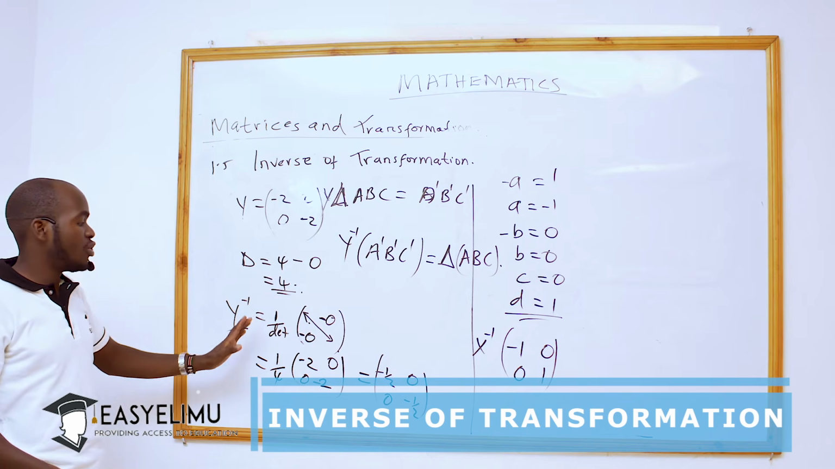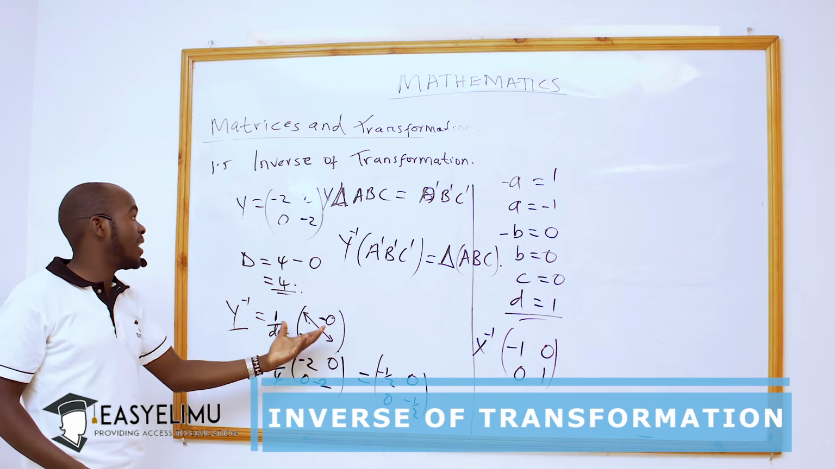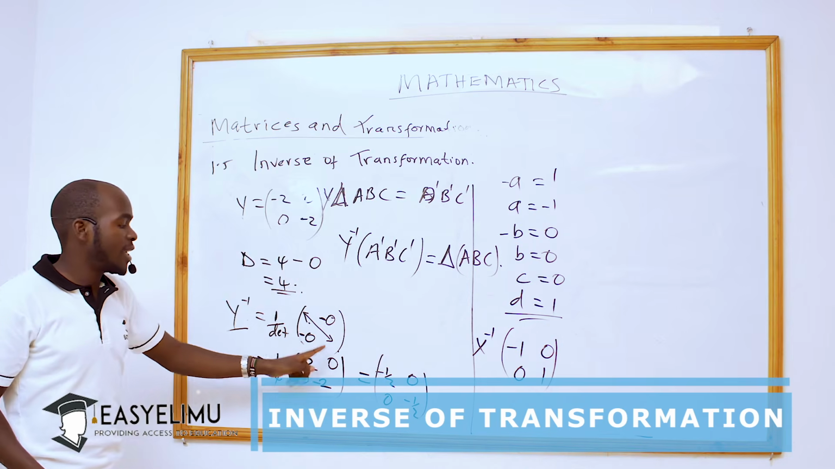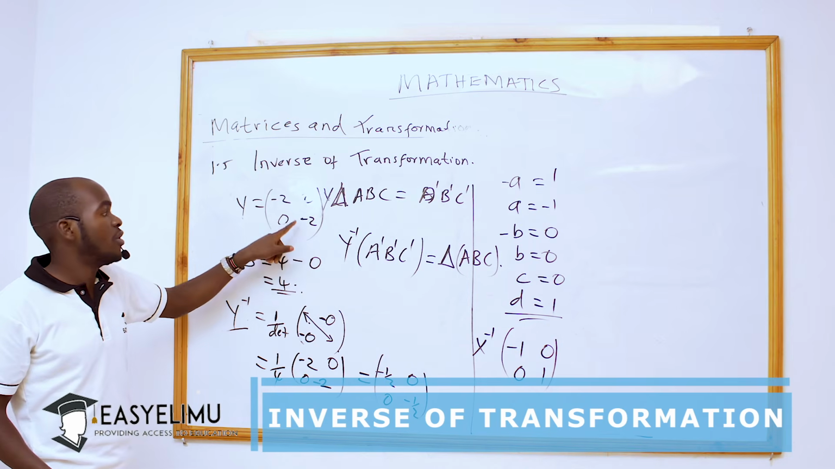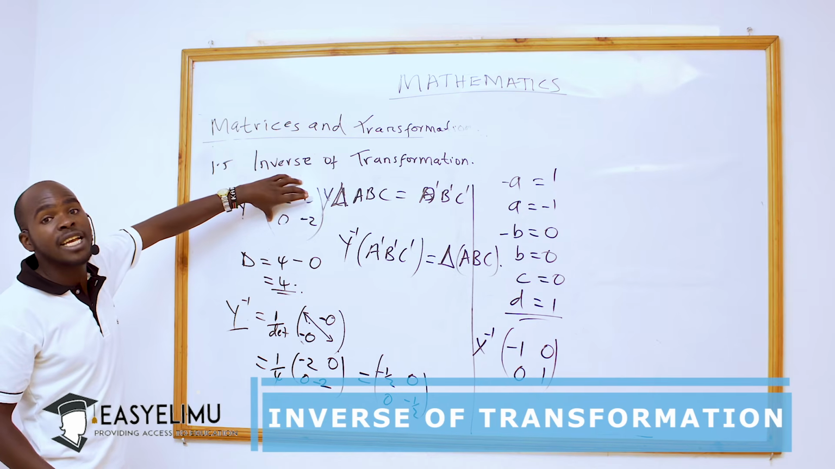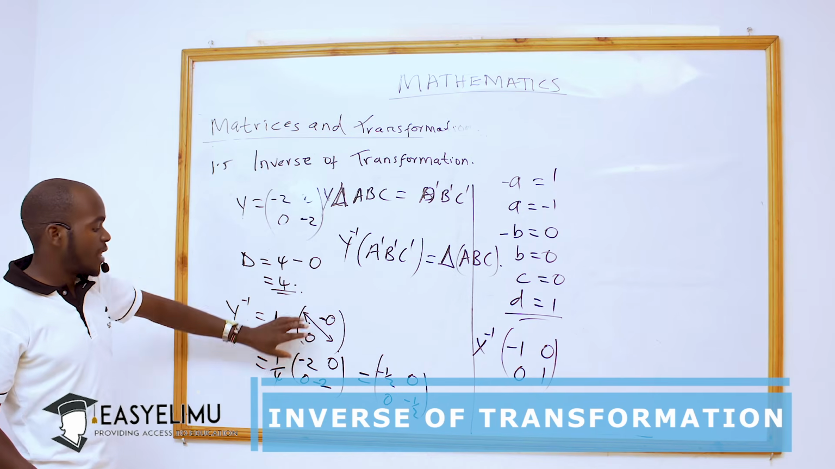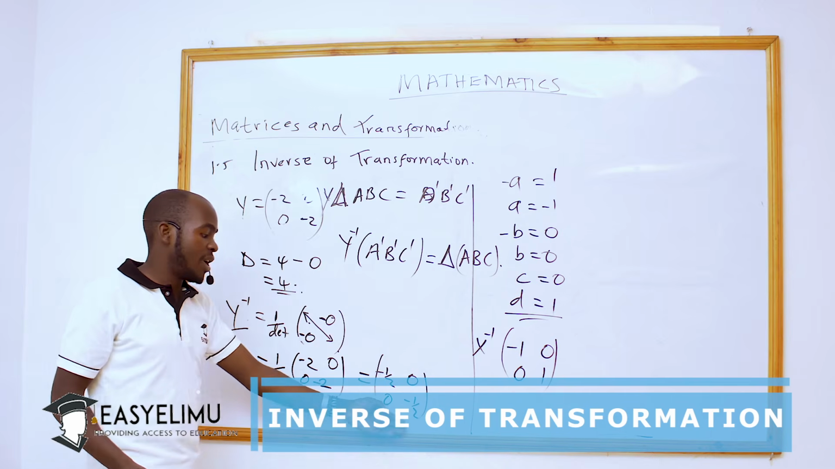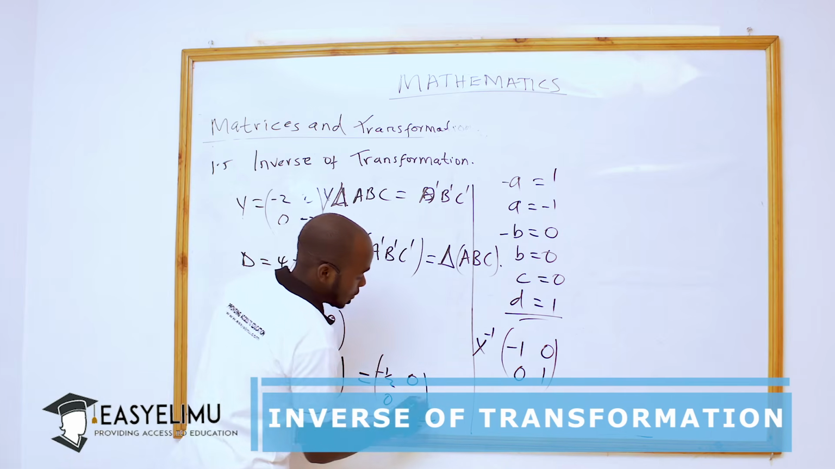After finding the determinant, you take 1 over the determinant, and then for the inverse, you exchange the leading diagonal term variables. And then the other diagonal, you change the signs. After that, you open the bracket and you find the inverse of your transformation.